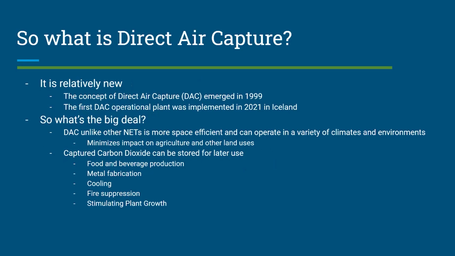DAC, unlike other NETs, is more space efficient and can operate in a variety of climates and environments, which minimizes its impact on agriculture and other land uses. The carbon dioxide captured by DAC can also be used in products like food and beverage, metal fabrication, cooling for refrigerators, fire suppression, and stimulating plant growth.